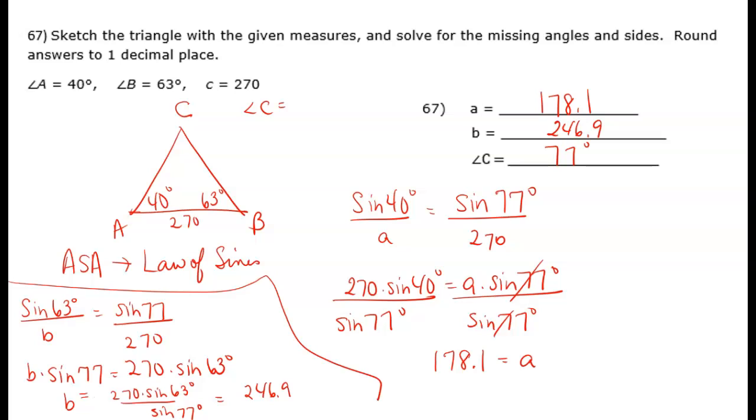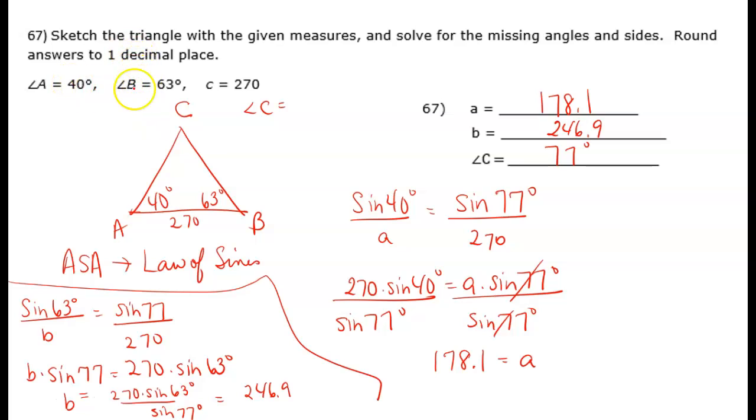Okay, sketch the triangle with the given measures and solve for the missing sides and angles. Round answers to 1 decimal place. Okay, so I'm given angle A, angle B, and side C. So I'm given angle, side, angle. So that's going to be a law of sines problem. So setting this up with law of sines, it's not our ambiguous case, so I don't need to worry about that part, but I do need to use law of sines. So I'm going to have the sine of B over B equals the sine of C over C.